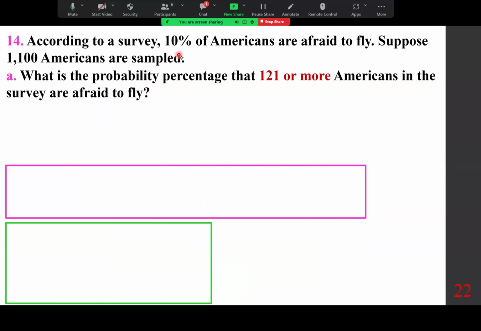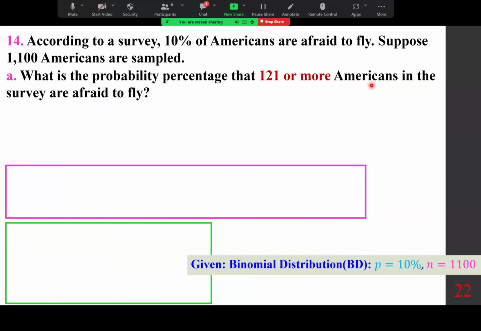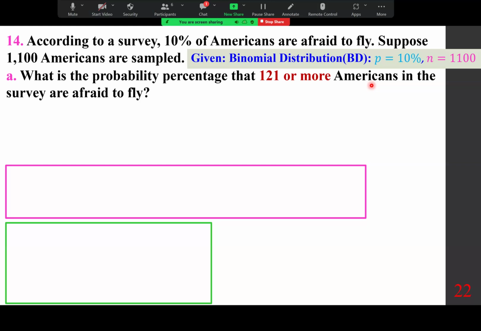According to a survey, 10% of Americans are afraid to fly. Suppose 1,100 Americans are sampled. What is the probability percentage that 121 or more Americans in the survey are afraid to fly? I'm going to show you 3 different methods. And first we start with the binomial distribution.